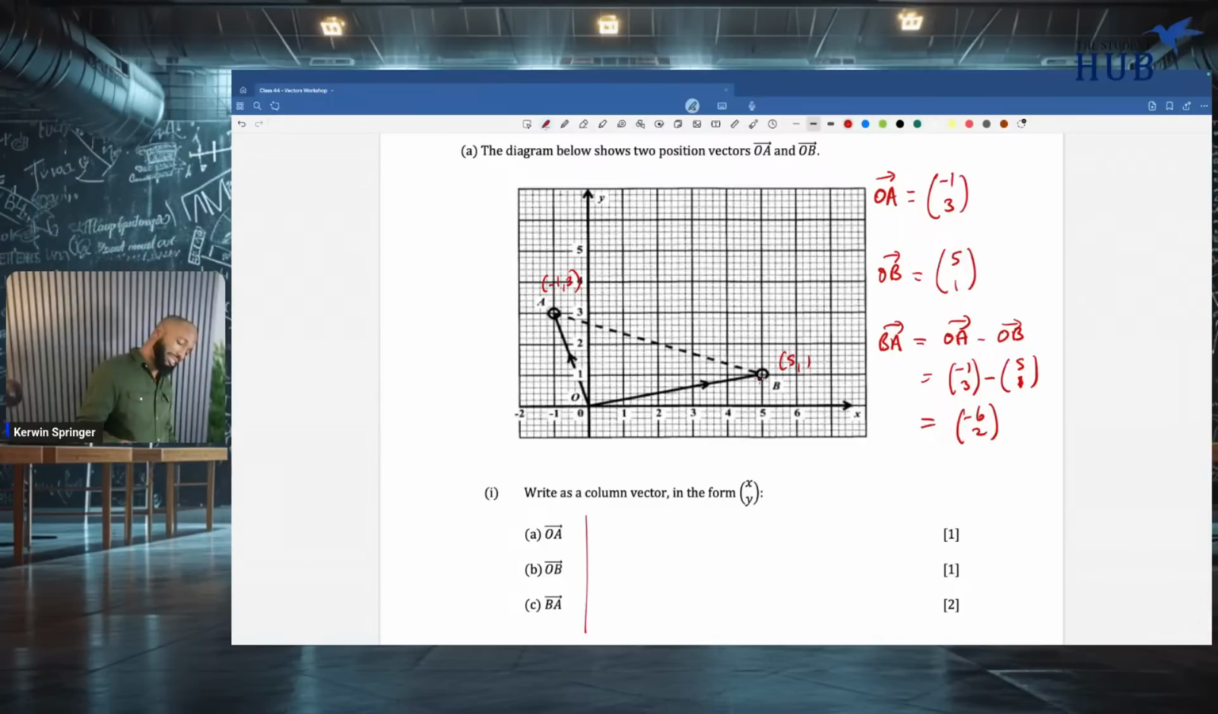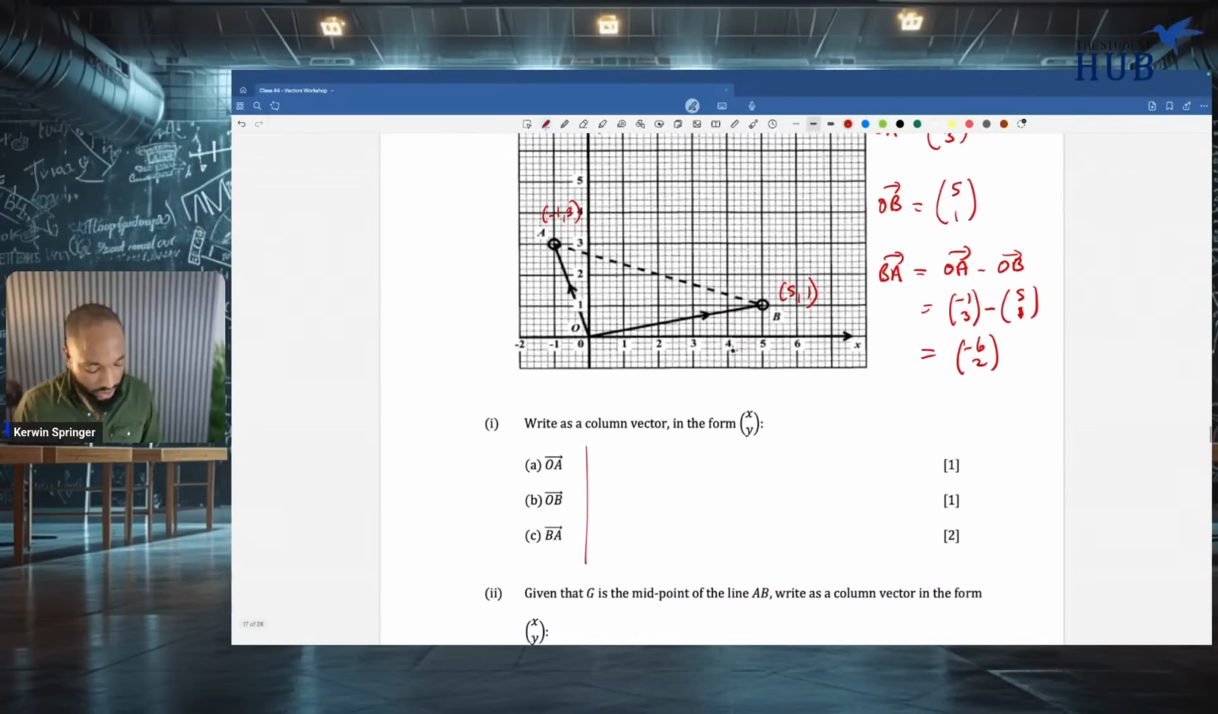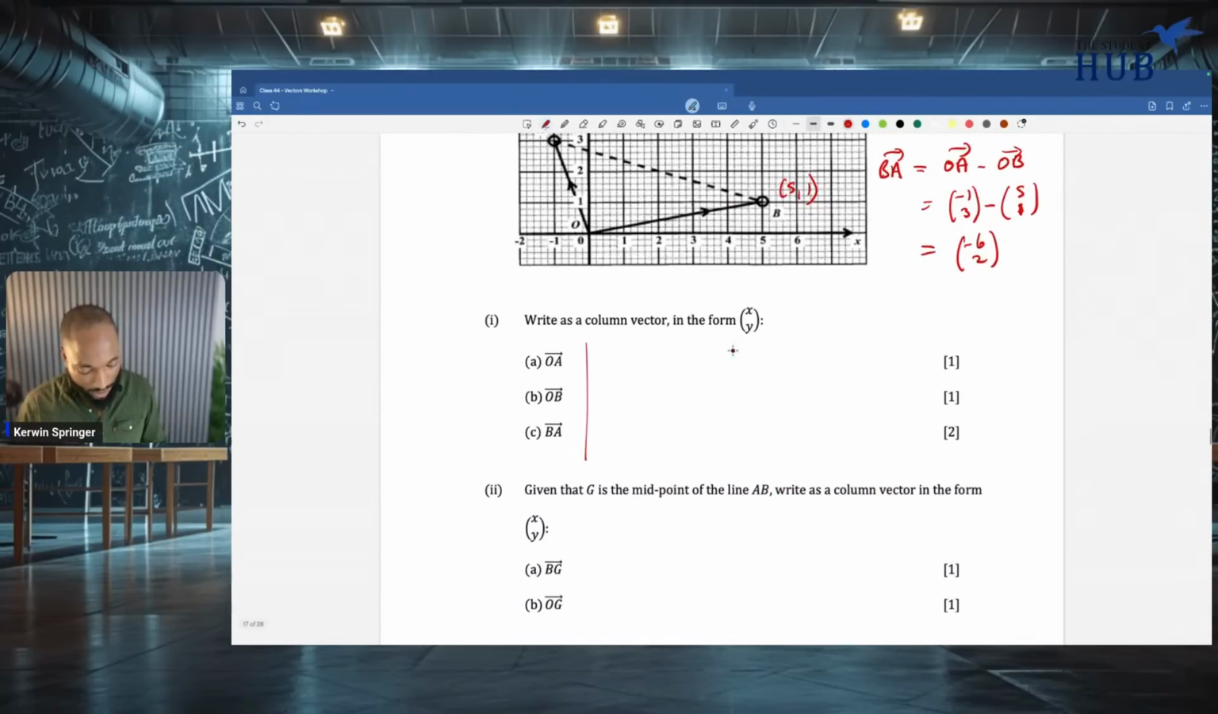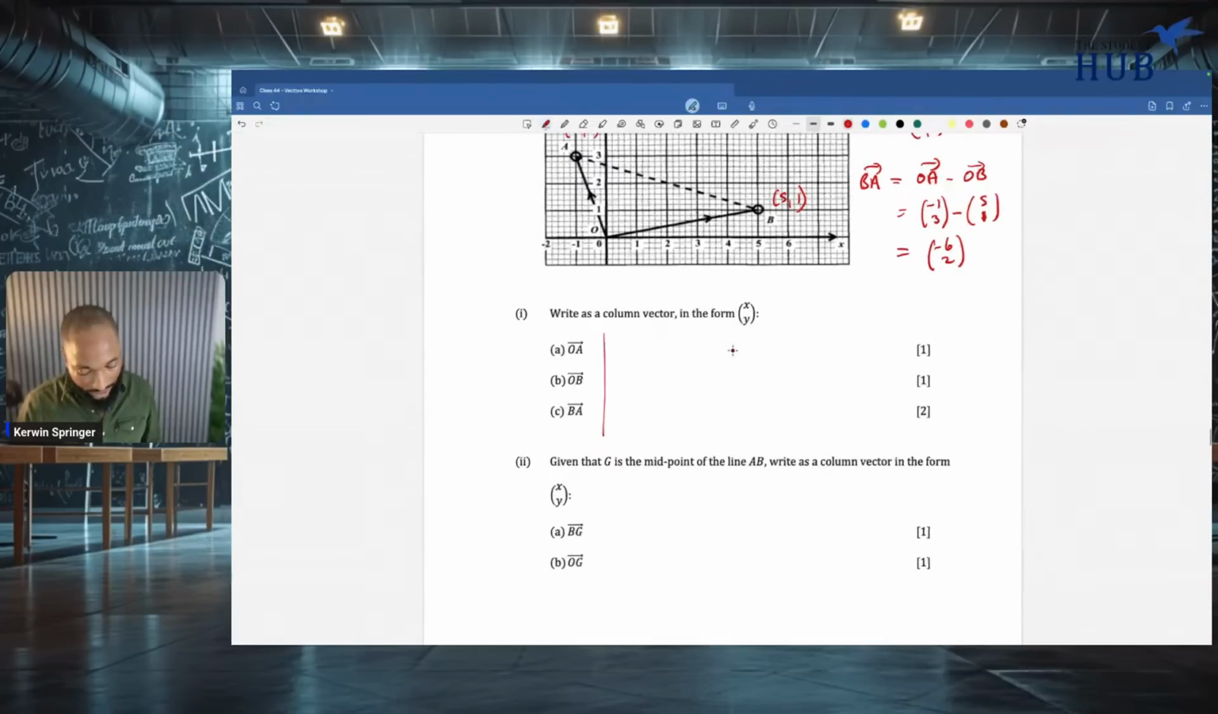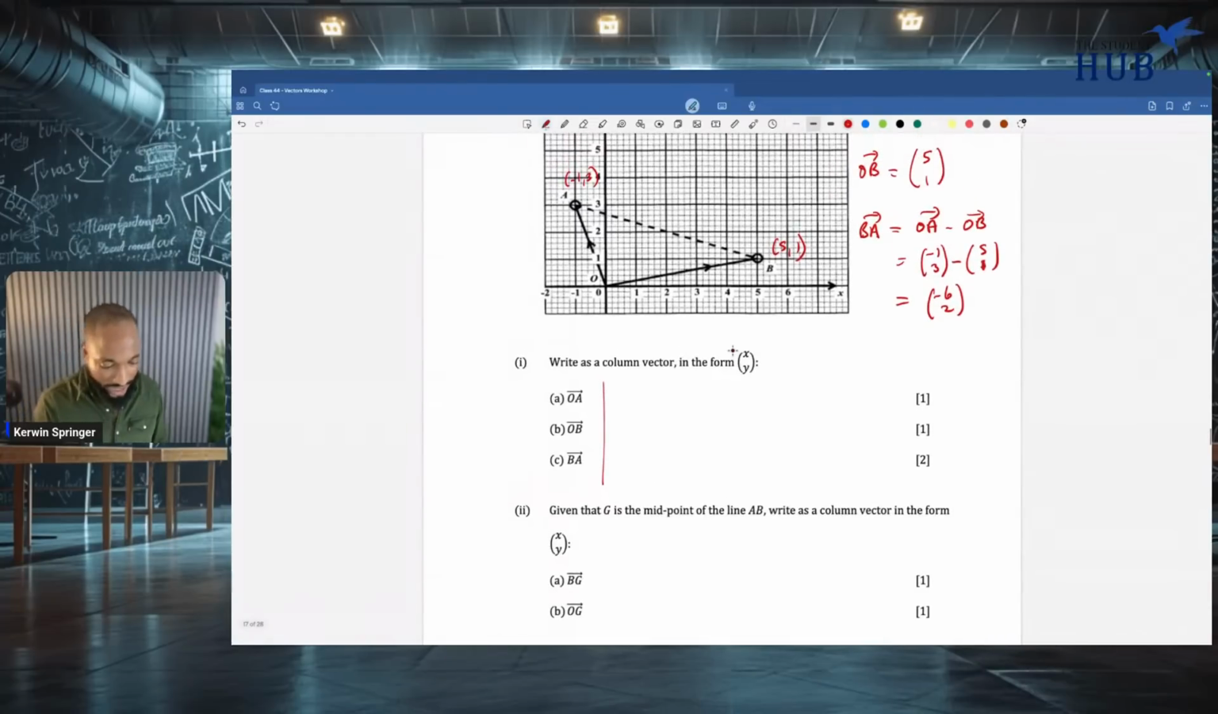So I think you're hoping for something like this to show up and not too many hard fractions. But if you get the fractions, just take a deep breath and work through it slowly, double checking while you're working. Given that G is the midpoint of the line AB, write a column vector in the form XY. So we need to get G. Getting B to G is easy because I already have B to A. You go backwards 6, you go up 2.